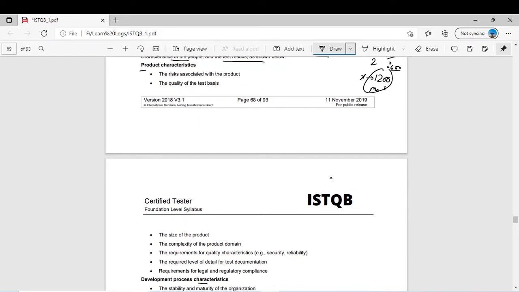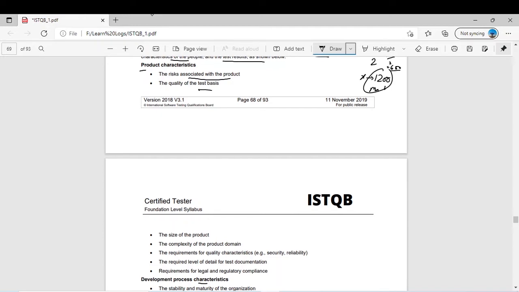Product characteristics which can influence test effort include the risks associated with the product. What do I mean exactly by this? For example, some products are very prone to risk. You have analyzed during the planning phase that there are certain areas which could be risky, and based on that you think maybe we will need more time while testing. Then you can estimate your test effort based on those characteristics.